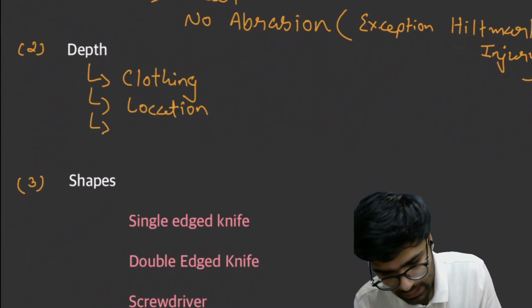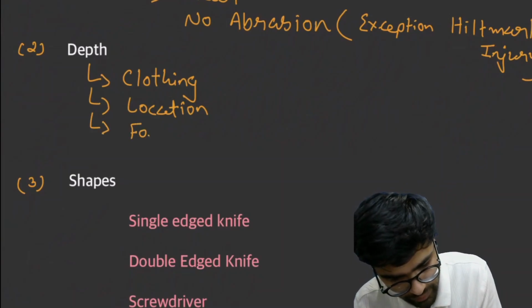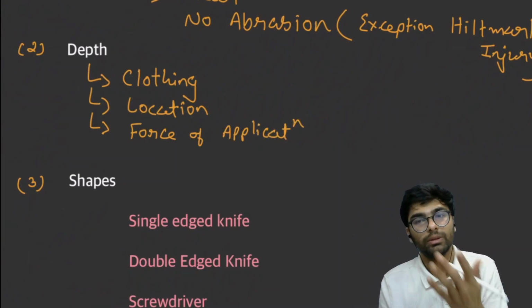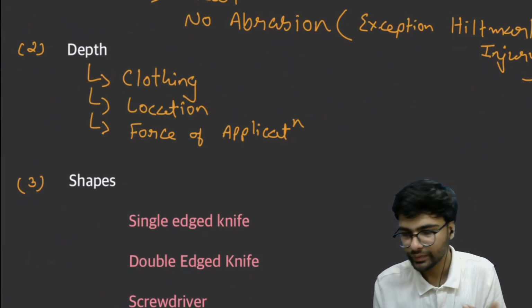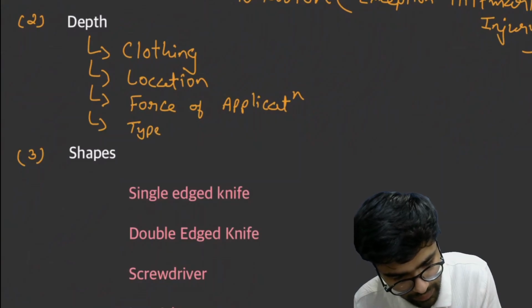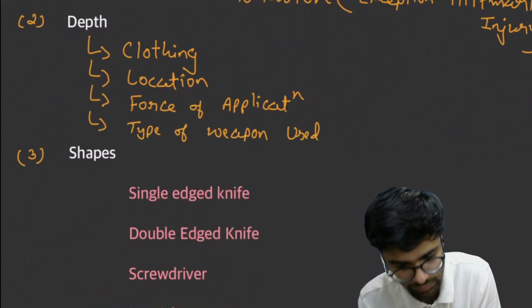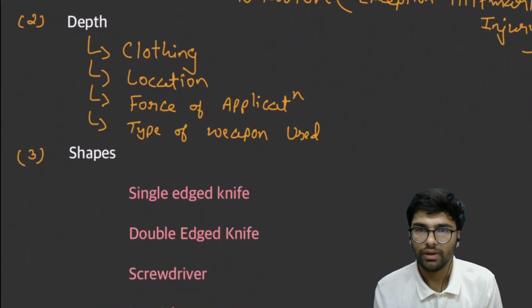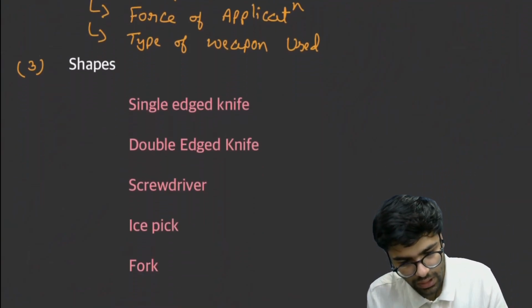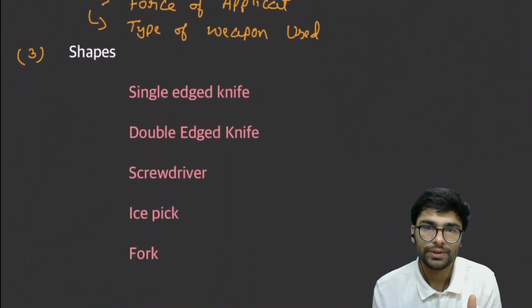The third point is force of application. The more the force, the greater is the depth. Then we have type of weapon used. So depth depends on clothing, location, force of application, and type of weapon used. The third point is about the shapes.